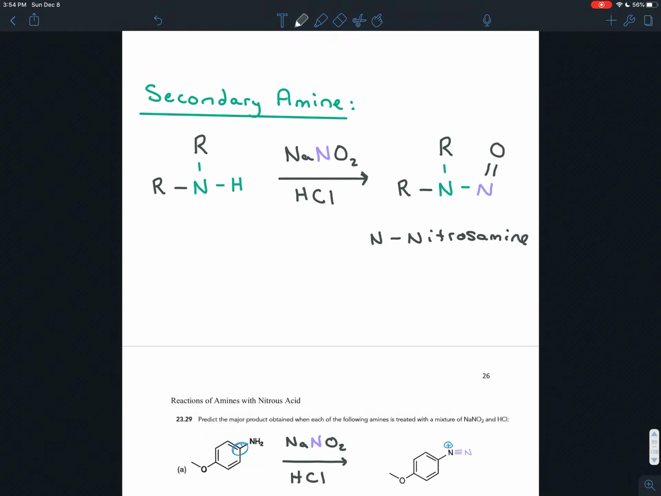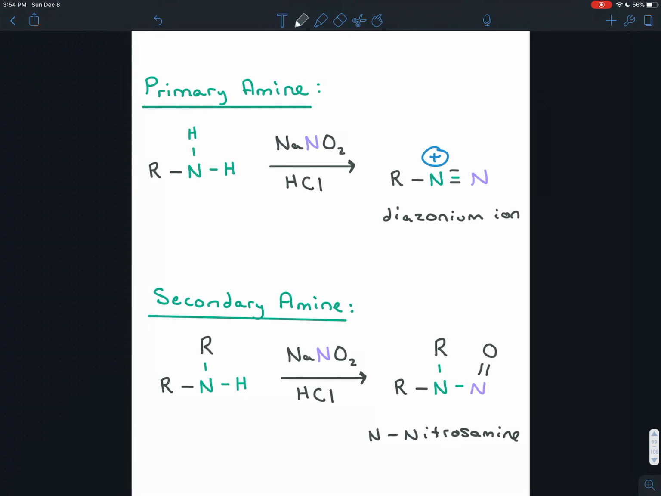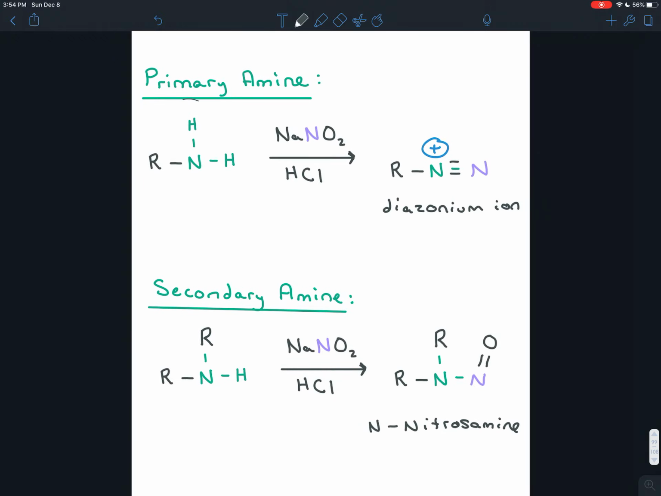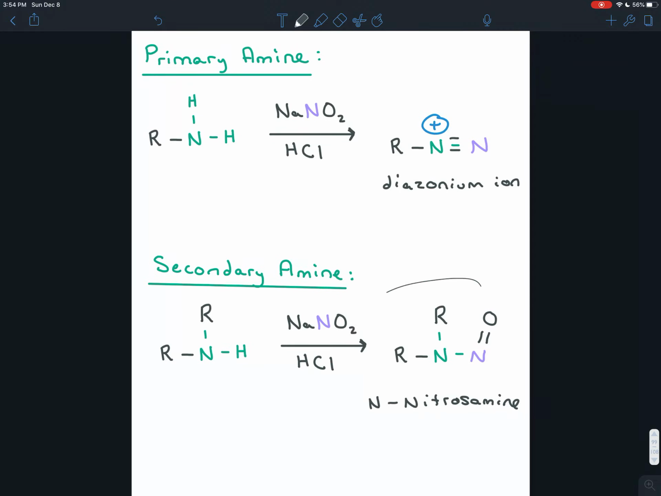So in this exercise, we've seen that if you go through the mechanism that we went through last time, that diazotization mechanism, you'll get a different product depending on what type of amine you use. If you use a primary amine, you'll get the diazonium ion, which we said was really useful because this is an amazing leaving group. And that's what we're going to use in future exercises. But that will only work if you have a primary amine. If you have a secondary amine, you can only get as far as the N-nitrosamine. And N-nitrosamines are really interesting compounds.